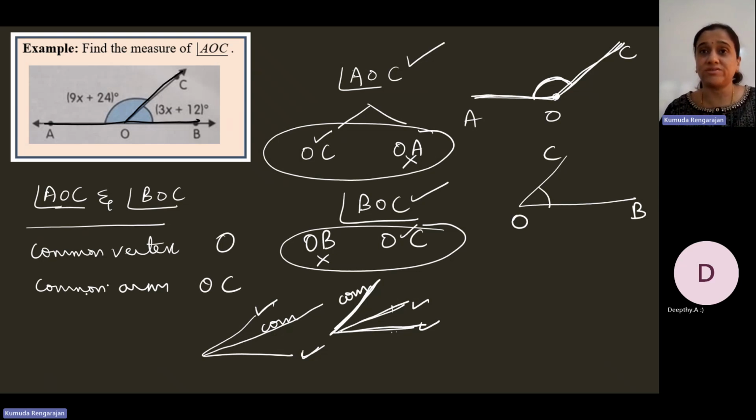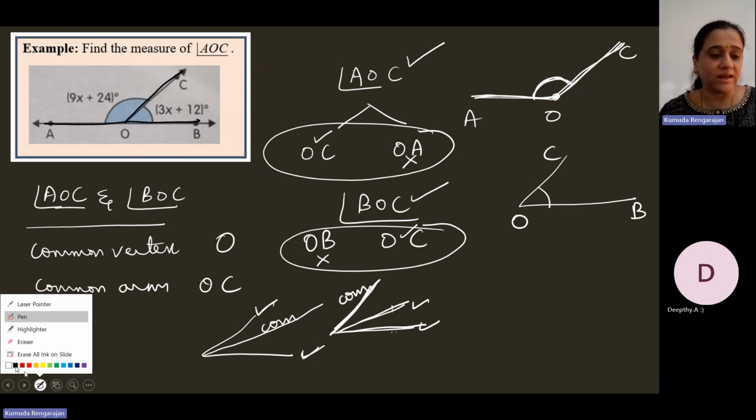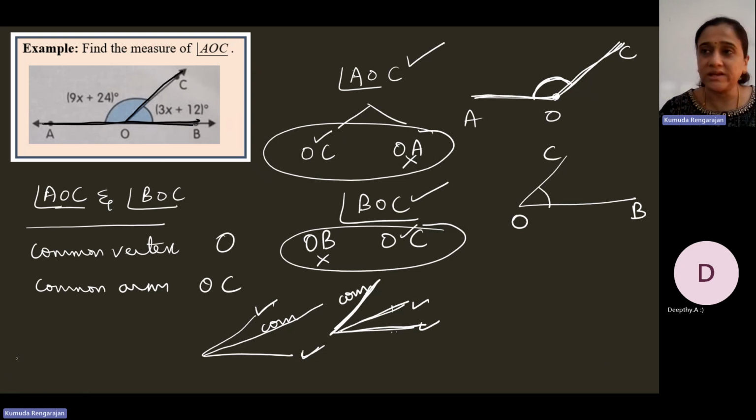Now, if the non-common arms are opposite rays, that is, they go opposite to each other. In this figure, because AOB is a straight line, the non-common arms OB and OA go opposite to each other, because it's a straight line. So these adjacent angles are also called a linear pair of angles. Linear because they lie on a straight line.